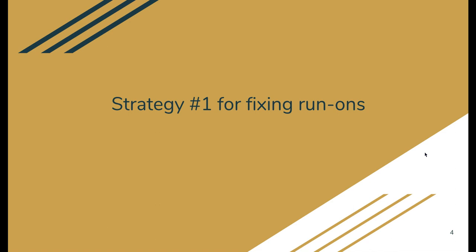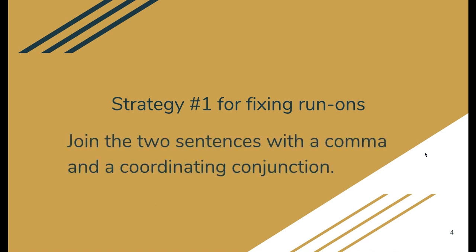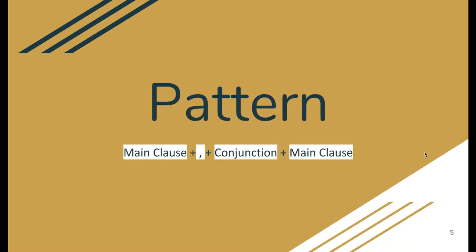All right, so strategy number one for fixing run-on sentences: join the two sentences with a comma and a coordinating conjunction. The pattern you're going to use here is main clause, comma, conjunction, and main clause. Again, remember, main clause and independent clause are interchangeable words, so you'll hear them both.